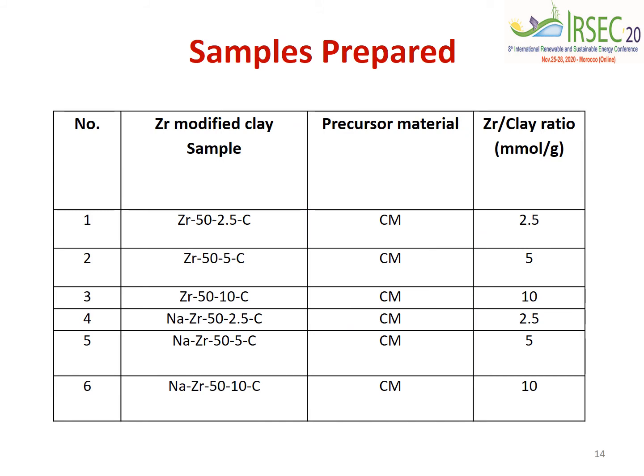So in total we prepared 6 samples at 3 different zirconium to clay ratios, that is 2.5, 5 and 10C. The first 3 samples were prepared by using clay which doesn't contain sodium ions, and the last 3 samples, 4, 5, 6, were prepared by using clay which has sodium ions.